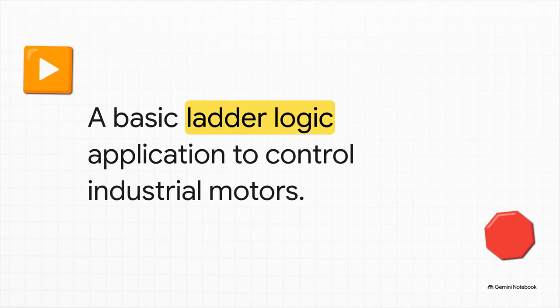We kick things off with the Motor Start-Stop project. It's a basic application using PLC ladder logic to control industrial motors. Sure, it sounds simple, but this is literally the foundational building block of absolutely all factory automation. Before you can build a massive assembly line, you need flawless, fail-safe logic simply to start a motor, and honestly, just as importantly, to stop it safely.